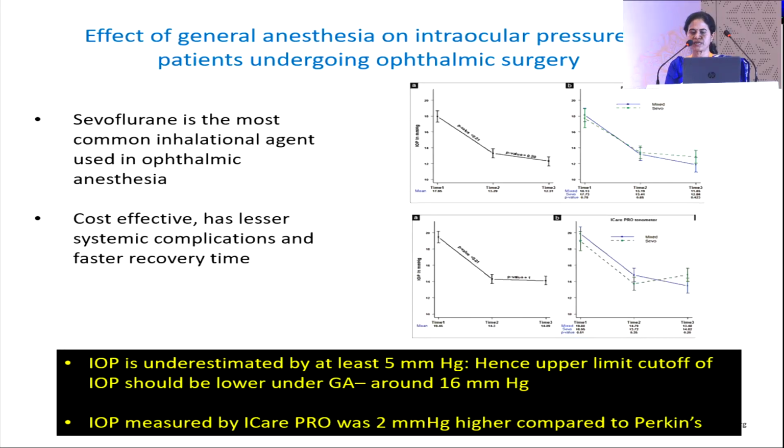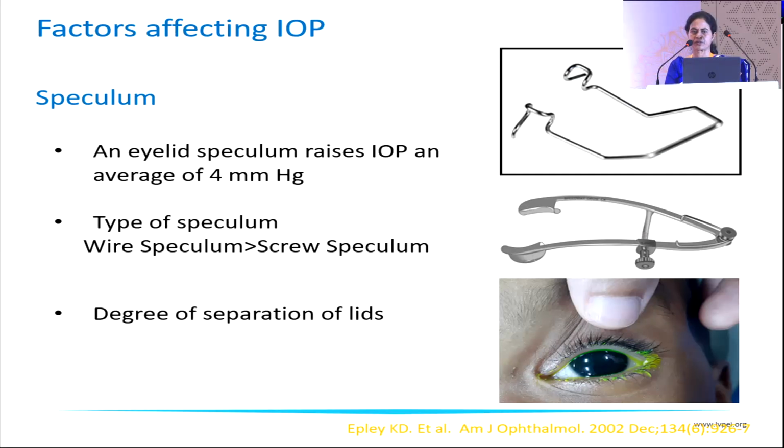And we also need to understand that the iCare overestimates the intraocular pressure compared to Perkins by around 2 millimeters of mercury. Another factor is the speculum that you use. So never record the intraocular pressure with a speculum in the eye. You can try and hold the lid, but not press on the globe. Separate the lids very gently and record the intraocular pressure. This again is a challenge if you have small palpebral fissures or if you have microcorneas.